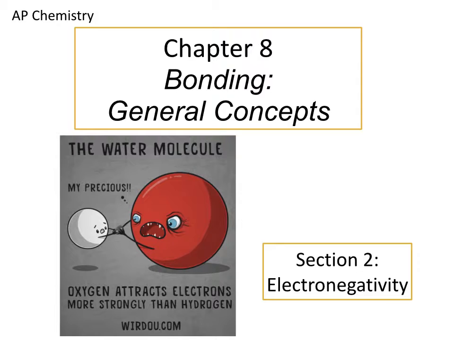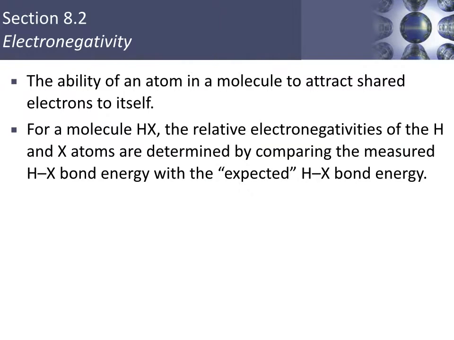We're going to continue on into electronegativity. We've talked a bit about electronegativity already, but we're going to get a little bit farther into it. The definition of electronegativity is the ability to attract electrons to itself. For a molecule that would be HX, X being an unknown element, the electronegativities of H and X are determined by comparing the bond energy that you have with that HX bond to what would be the expected bond energy.